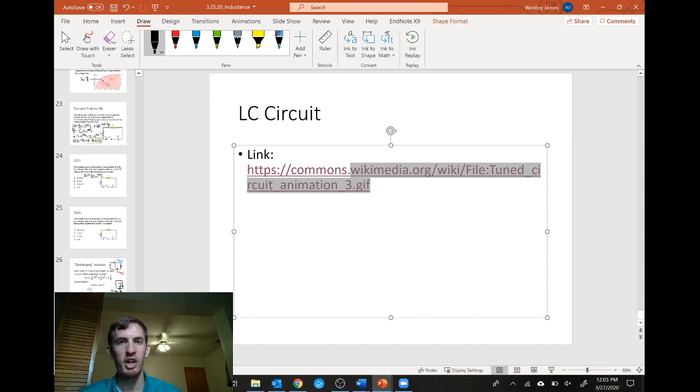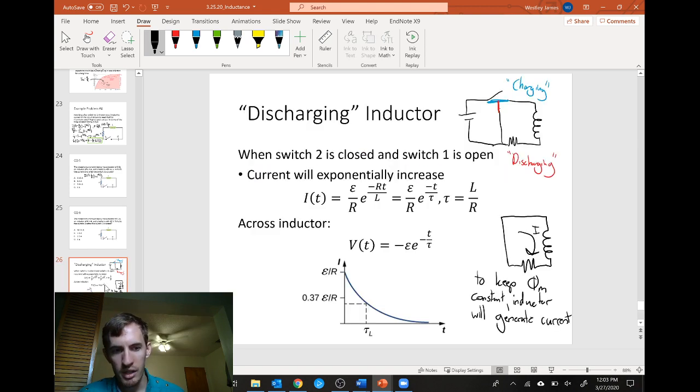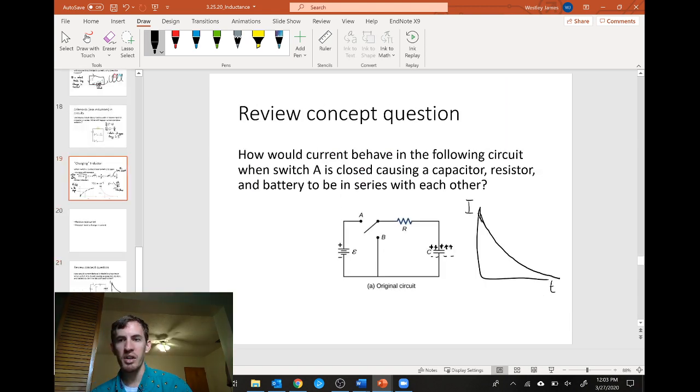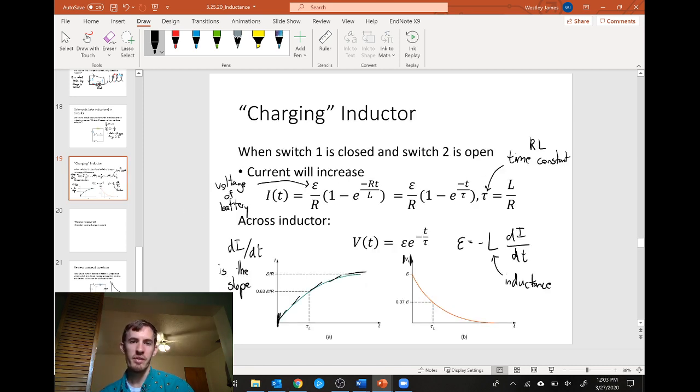This is the most I'm going to talk about this. I don't have any questions I'm asking about it, but it's just to show this idea of oscillating. So, a quick recap of a resistor and an inductor in a circuit together.